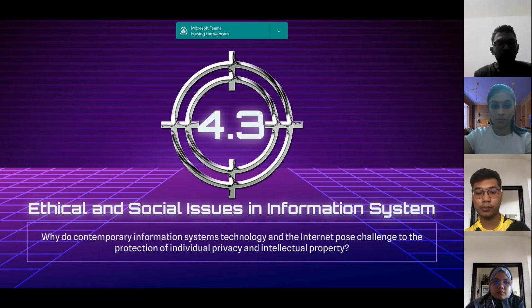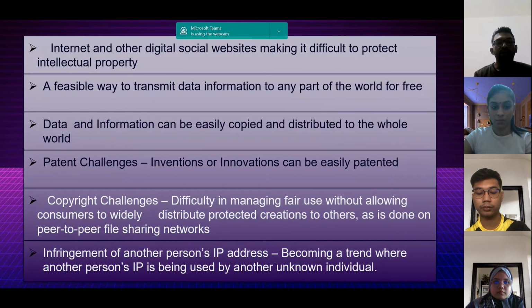So I will begin with why do contemporary information systems, technology, and the internet pose challenges to the protection of individual privacy and intellectual property? There are many reasons behind it. One of the reasons is that the internet and other digital social websites have made it very difficult to protect intellectual property. Apart from that, it is a feasible way for data to be transmitted to any part of the world, and it is for free. Also, data and information can be copied and distributed to the whole world. This makes people copy and distribute anything they want to any part of the world.